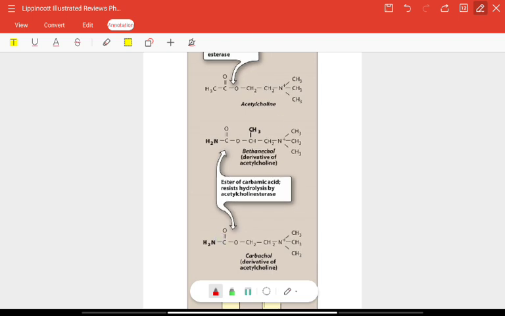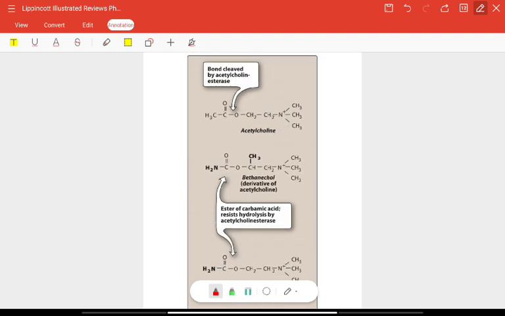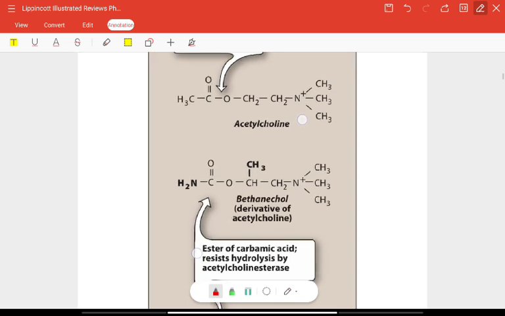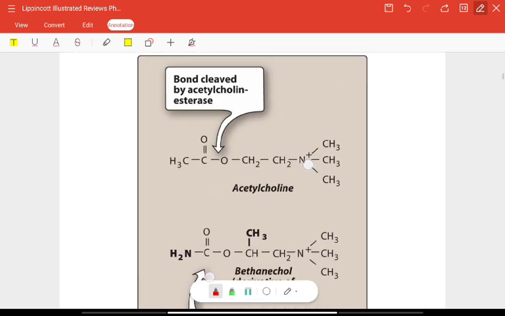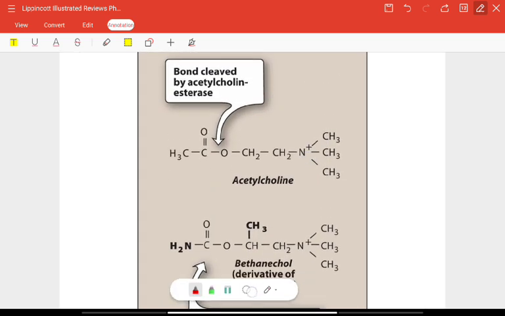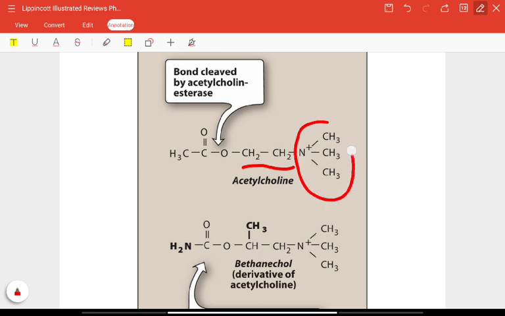Okay, you can have a look at the structure. It is very important to see the structure. It usually comes in your licensing exams. Acetylcholine first. There is a chain, there is an amine group, and there is also a bond cleaved by acetylcholinesterase, which separates them both.